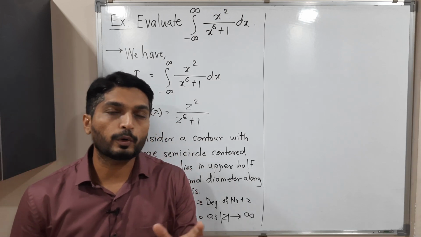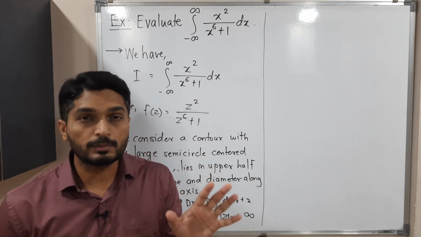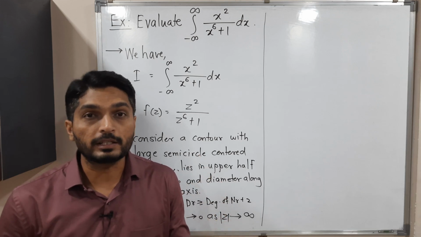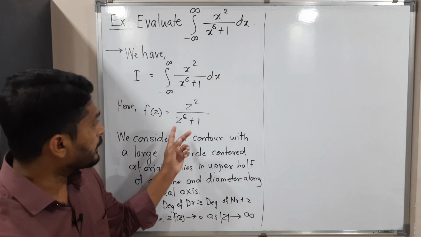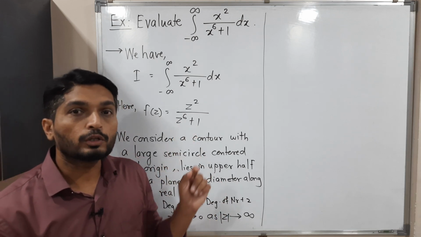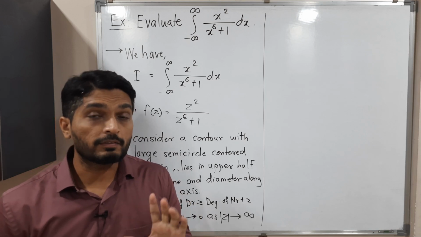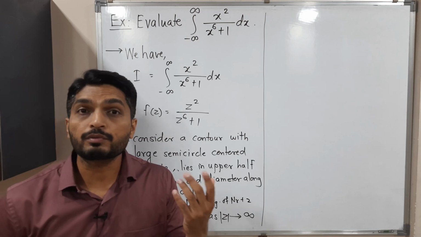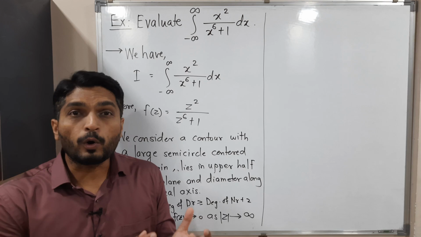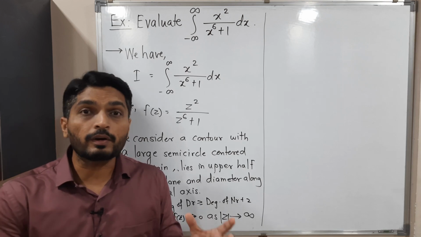Singular points, that means a point where the function is not analytic, or simply we say the point where the denominator is 0. So actually in the denominator we have a polynomial of degree 6. It will have 6 roots. We are supposed to find the factors, but it's very complicated and not easy to find the factors.